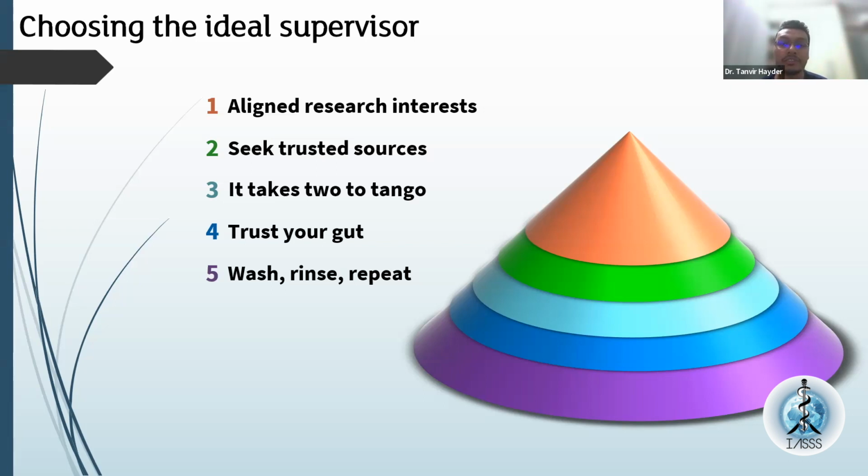Then wash, rinse, repeat. What does it mean? There's not only one supervisor out there. Reach out to as many supervisors as you think are plausible and possible for you, who match your profile, and then go through the process with all of them until you find that perfect match for you. So this is how you choose an ideal supervisor.